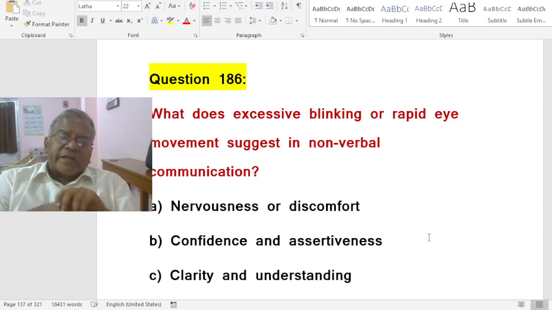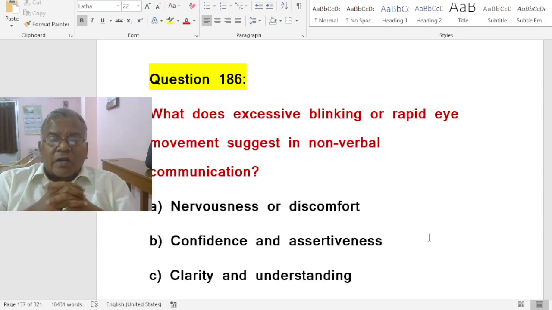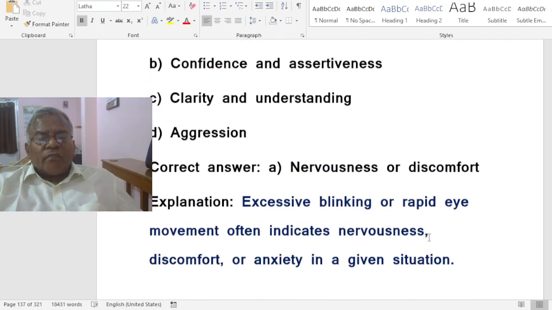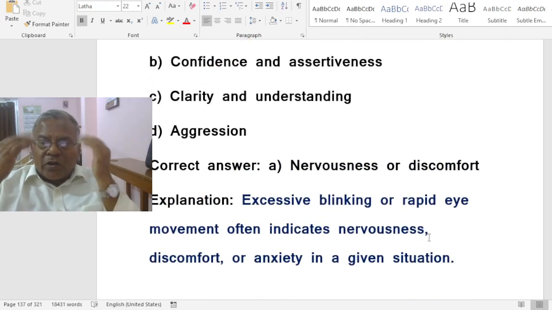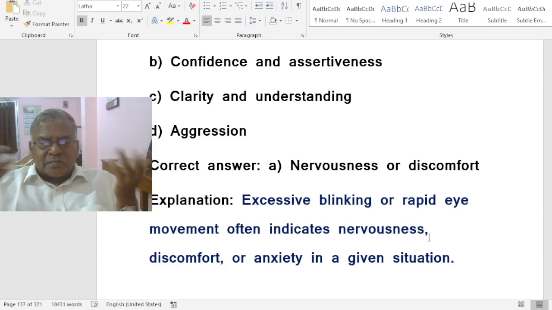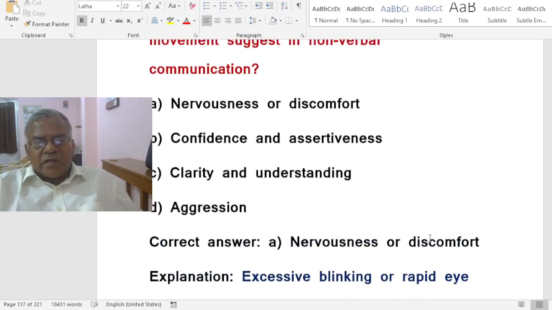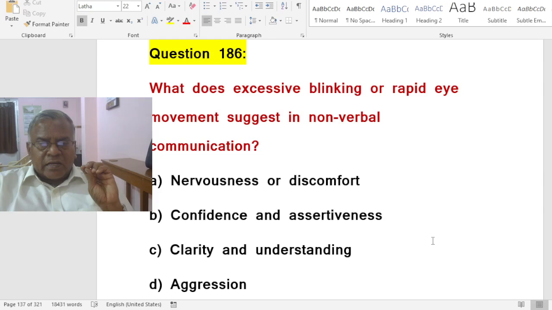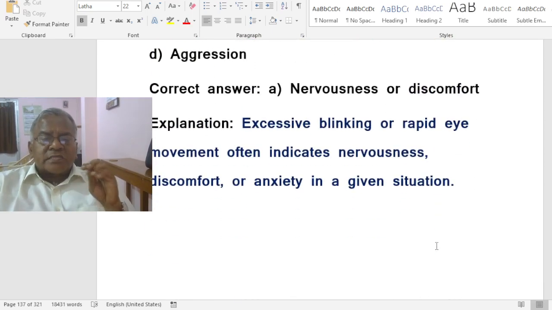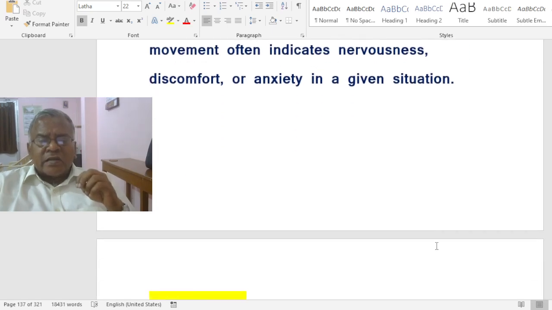What does excessive blinking or rapid eye movement suggest in non-verbal communication? That is nervousness or discomfort. Often you are opening and closing the eyes too speedily. Sometimes a normal speed is there, that is given by God. But suppose unnecessarily you are opening and closing the eyelids, then it is nervousness or discomfort. Excessive blinking or rapid eye movement often indicates nervousness, discomfort or anxiety in a given situation.